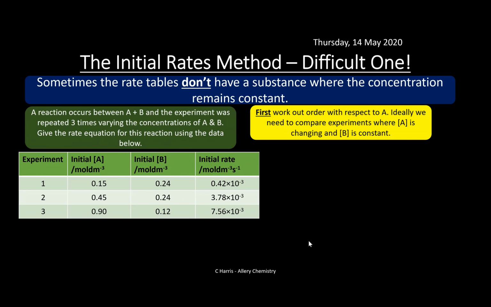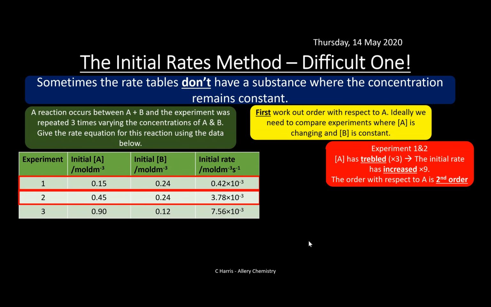Firstly, what we need to do is work out the order with respect to A. Okay, so that's the first reagent. Ideally, we need to compare experiments where A is changing and B is remaining constant. So let's have a look. Here we can use experiments 1 and 2. A has trebled, so that's increased by 3, and the initial rate has increased by 9. So that means that the order with respect to A is second order. You can see here that the concentration of B is remaining the same, the concentration of A is changing, so that means our initial rate's change here is only because of A and not because of B, because we know B is remaining the same.